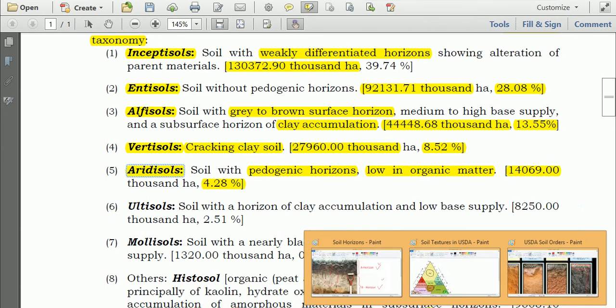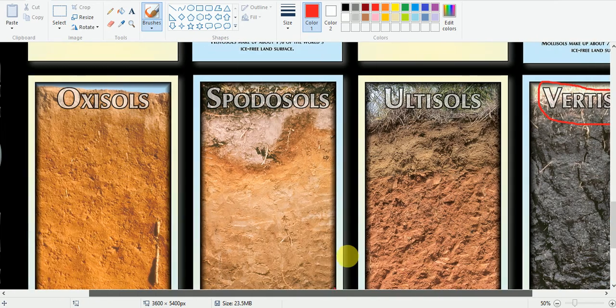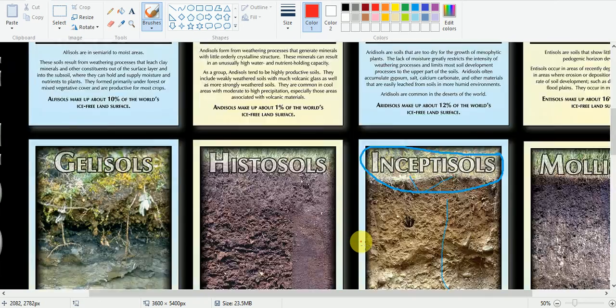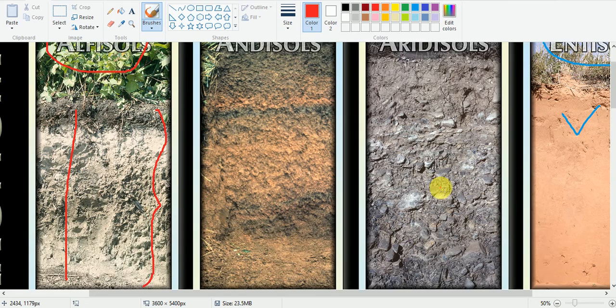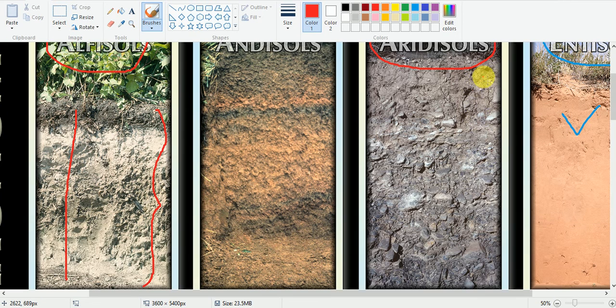So let us see Inceptisols. Here we have Inceptisols. Okay, this is Inceptisols, and see here.